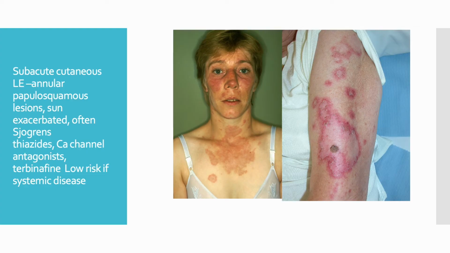Subacute lupus can occur of its own accord, but very frequently it's triggered by drugs, and there are probably about 60 different drugs that have been reported to induce subacute lupus. But thiazide diuretics, calcium channel antagonists, proton pump inhibitors, and terbinafine are all fairly well known. Again, there is a relatively low risk of this progressing to produce systemic disease with the lung, kidney, or brain being affected.